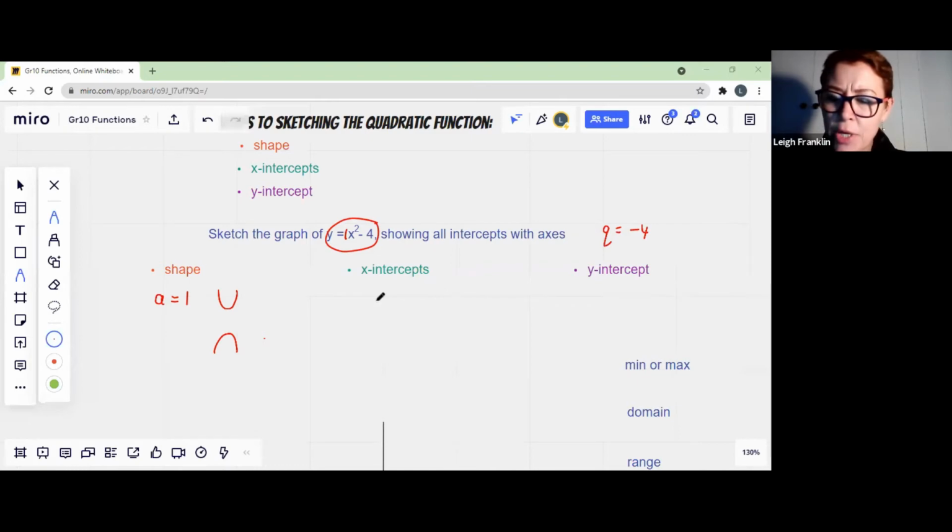All right, does anybody know how we would find the X-intercepts? Or actually, even before we start talking about finding them, does anybody know what the X-intercepts are? What does that actually mean? What do the words X-intercept mean? What does it mean for us? You can pop it in the chat.